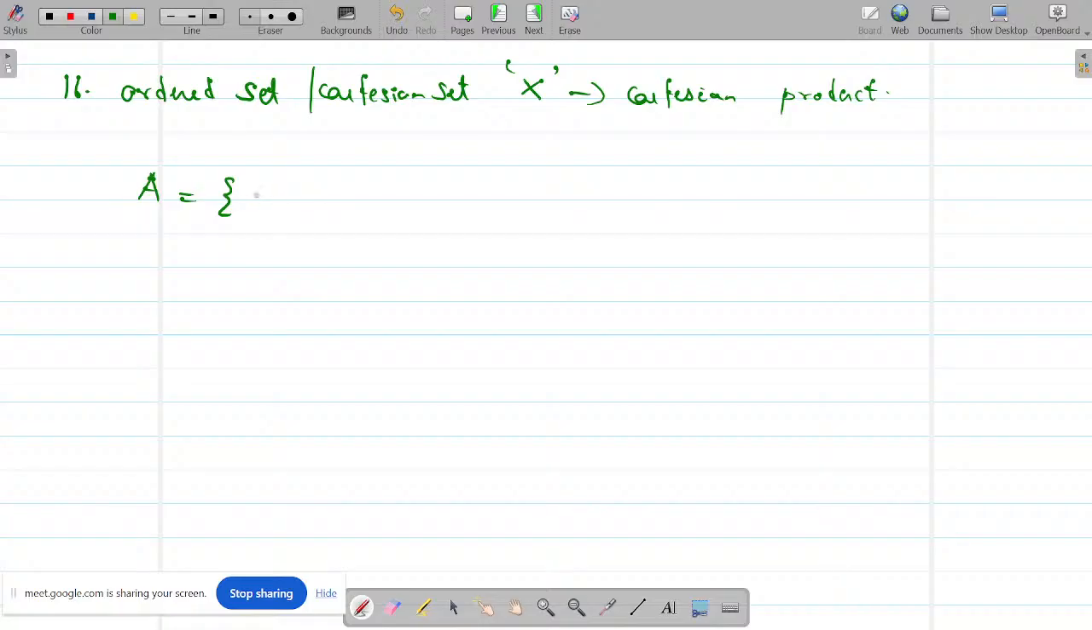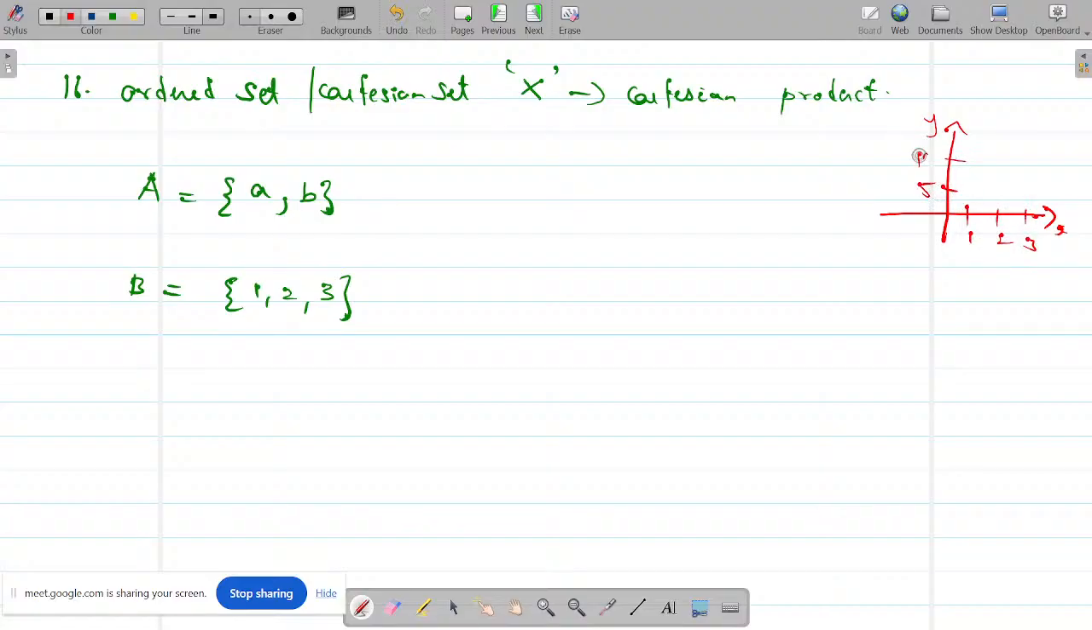A has a and b alone. Please make a note. I take B, which has 1, 2, and 3. Cartesian product means, to say in a very simple manner, I take a graph sheet with x-axis and y-axis. You know how to write the coordinates? Take a point over here. What's the coordinate of x and y? 2, 10. Am I right? This 2 is the x coordinate, this 10 is the y coordinate.